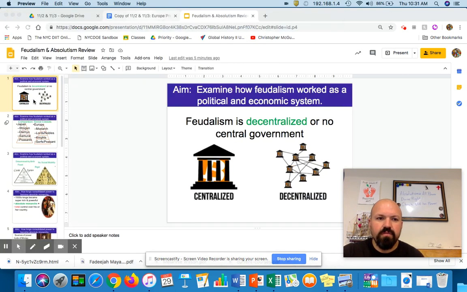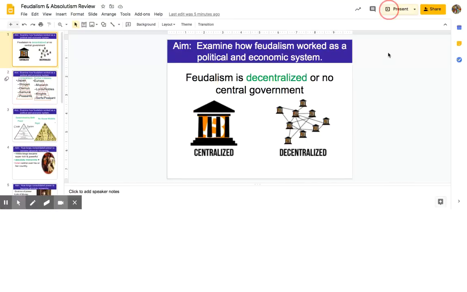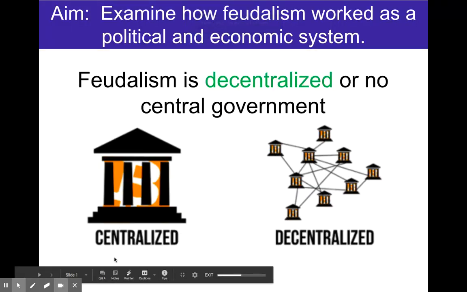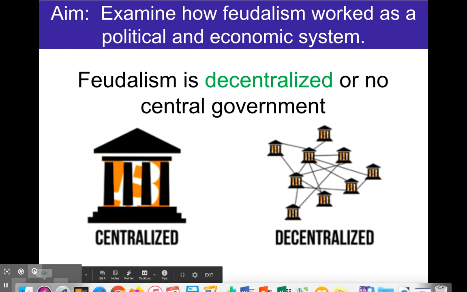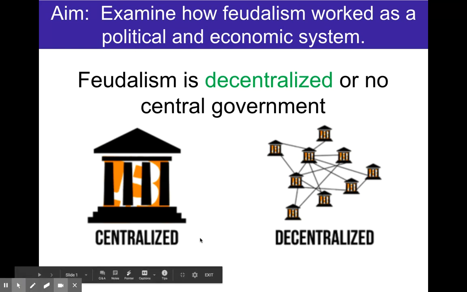All right, so moving on, we are going to do a little bit of review for some things that you might have done last year. Let me present this. Okay, so reviewing a little bit of what Europe was like before 1750.